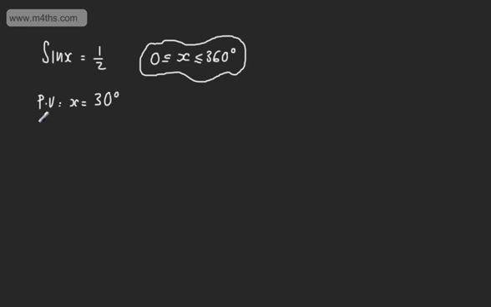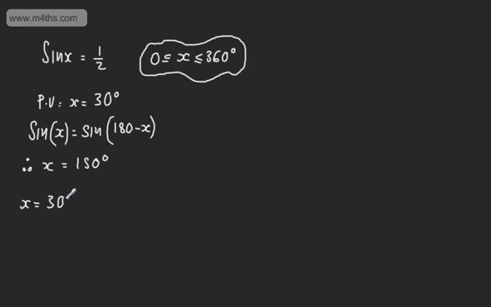We could use symmetry, and say that sine of x will be equal to the sine of 180 minus x. Therefore, the next solution is going to be x equals 180 minus the 30, and that gives us 150 degrees. So we could list out our solutions in ascending order: 30 degrees and 150 degrees. So this was using the special angles.